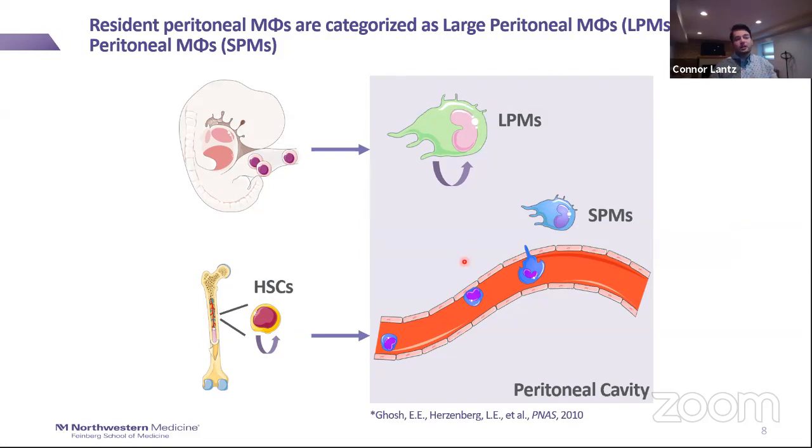Similar to the heart, within the peritoneal cavity, there are 2 main subsets of macrophages. You have your embryonically derived macrophages that self-renew, termed large peritoneal macrophages, or LPMs. And then you have your monocyte-derived macrophages, termed your small peritoneal macrophages, or SPMs.